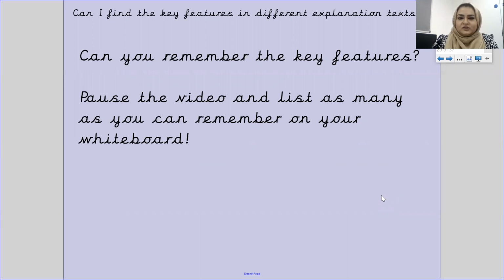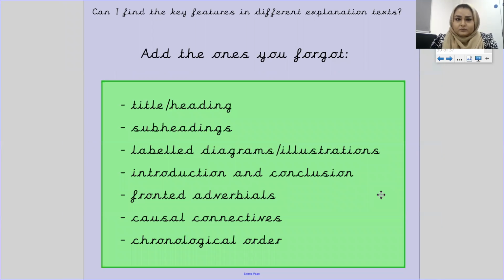I would like you to pause the video and list as many as you can remember on your mini whiteboards. Pause the screen now and come back to my screen when you're ready. Great. So these are the key features. I'm going to read through them, and if there are any that you have forgotten, please add them in.